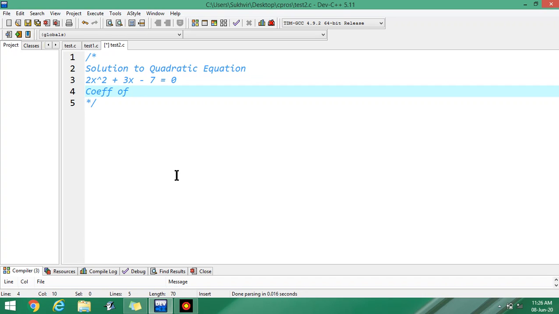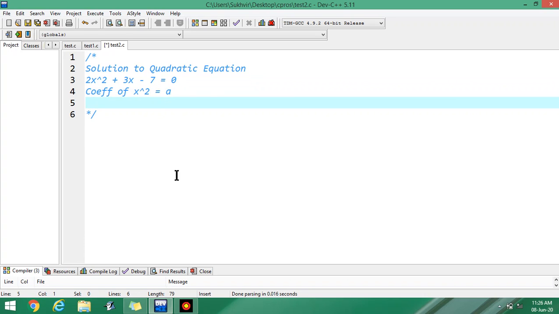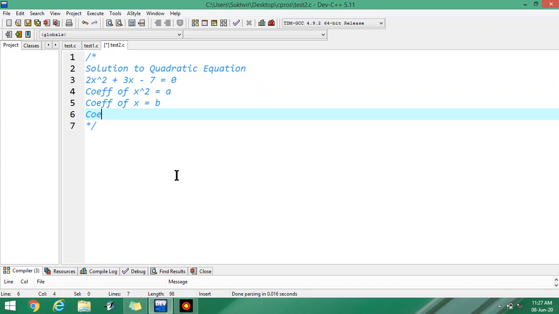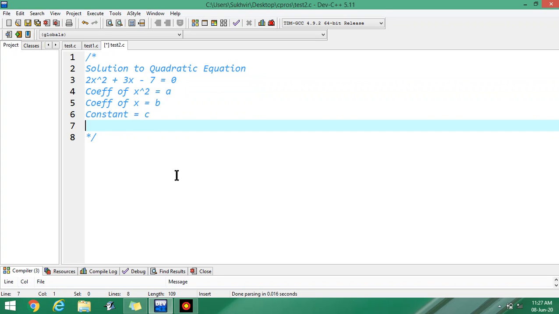The coefficient of x square is known as a. The coefficient of x is known as b. The constant is known as c. Before proceeding with the solution, we have to calculate the discriminant. The formula for the discriminant is b square minus 4ac.